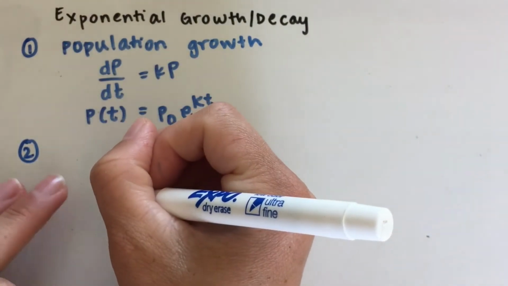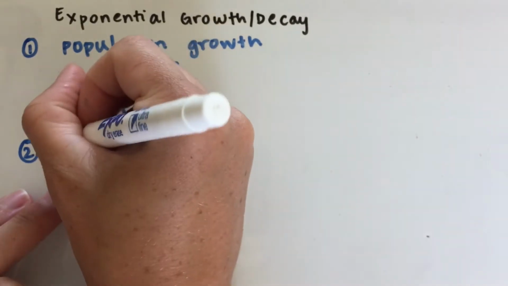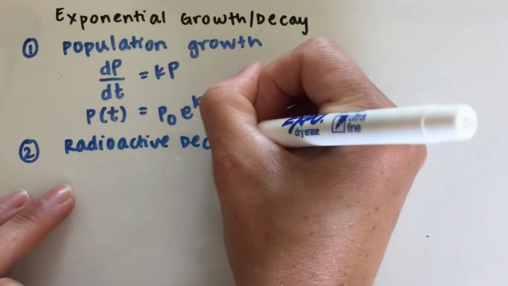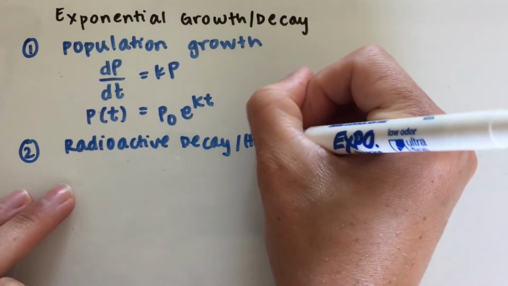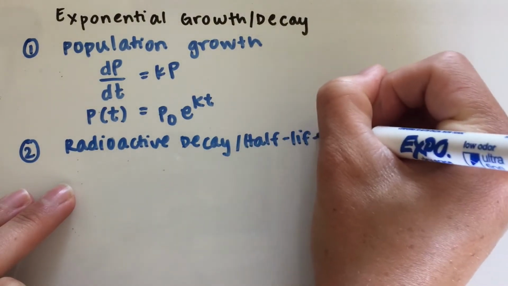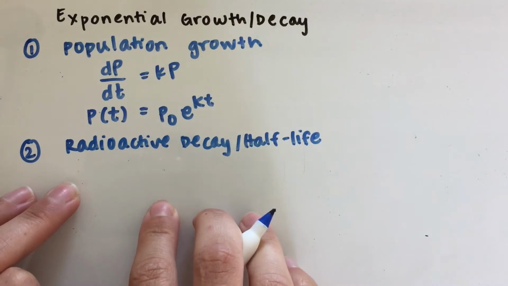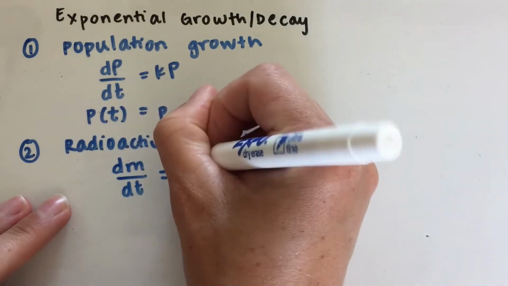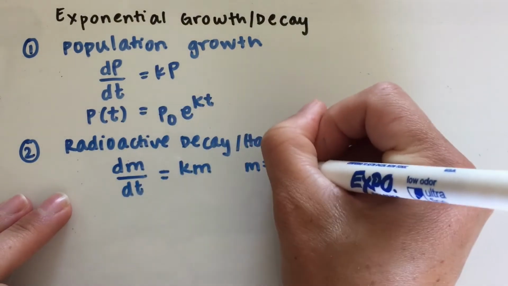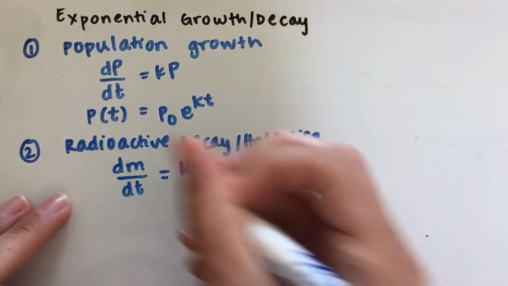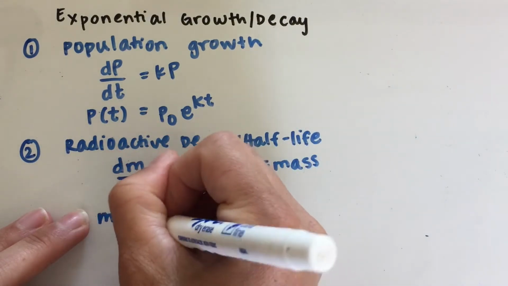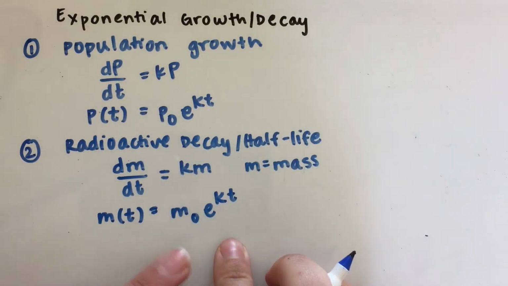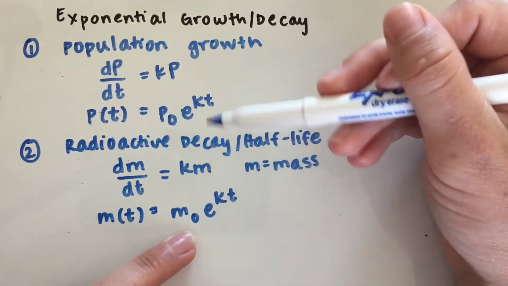Now a second way we could use exponential growth or decay is through radioactive decay. Or in other words, a half-life problem, where we have a certain substance that reduces over time. So here we have dm over dt is equal to km, where m is equal to the mass of the substance. And then our m of t will equal m naught e to the kt. So once again, these are the same equations, just different variables.